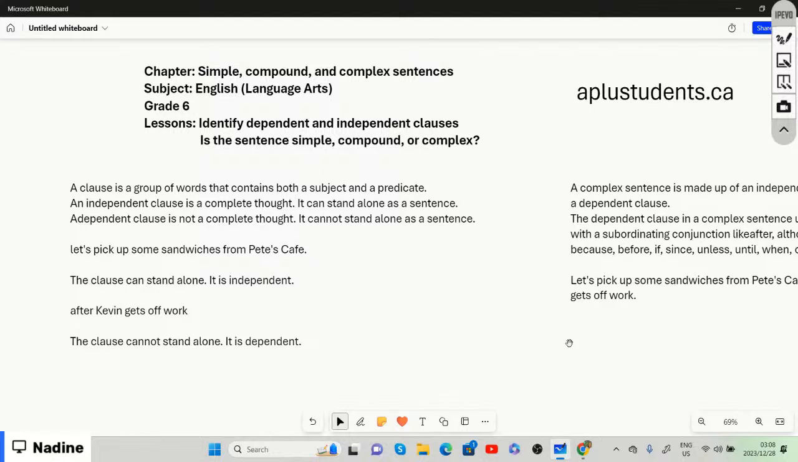All right, so now we're going to start, right? So a clause. When it comes to simple, compound, and complex sentences, we start with a clause, and a clause is a group of words that contains both a subject as well as a predicate, right? A subject that tells us who they are talking about, and the predicate is the action that they're doing.